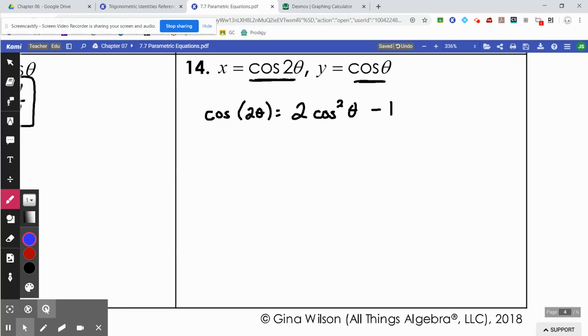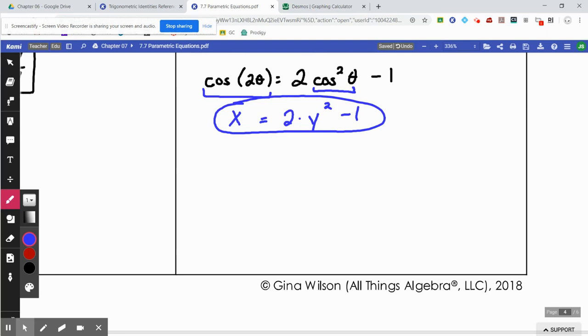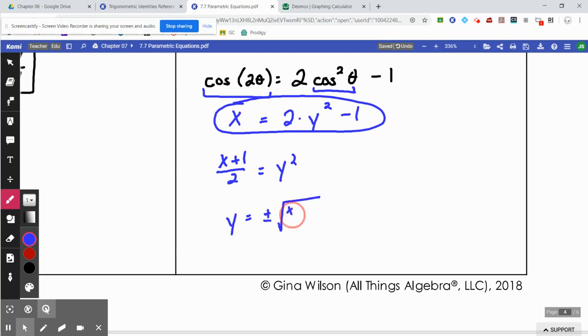We know that this is always a true statement. So in the place of cosine 2 theta, I can replace it with an x, equals 2 times, and in the place of cosine, we can replace it with a y. But this is cosine squared theta, so that's going to be y squared, then minus 1. And again, you're done: x equals 2y squared minus 1. You can leave it like that. That is a sideways parabola. If you would like to solve it for y, you can move the 1 and the 2 over. That'd be (x plus 1) divided by 2 equals y squared. So therefore, y would equal plus or minus the square root of (x plus 1) over 2. Either one of those answers would be fine.